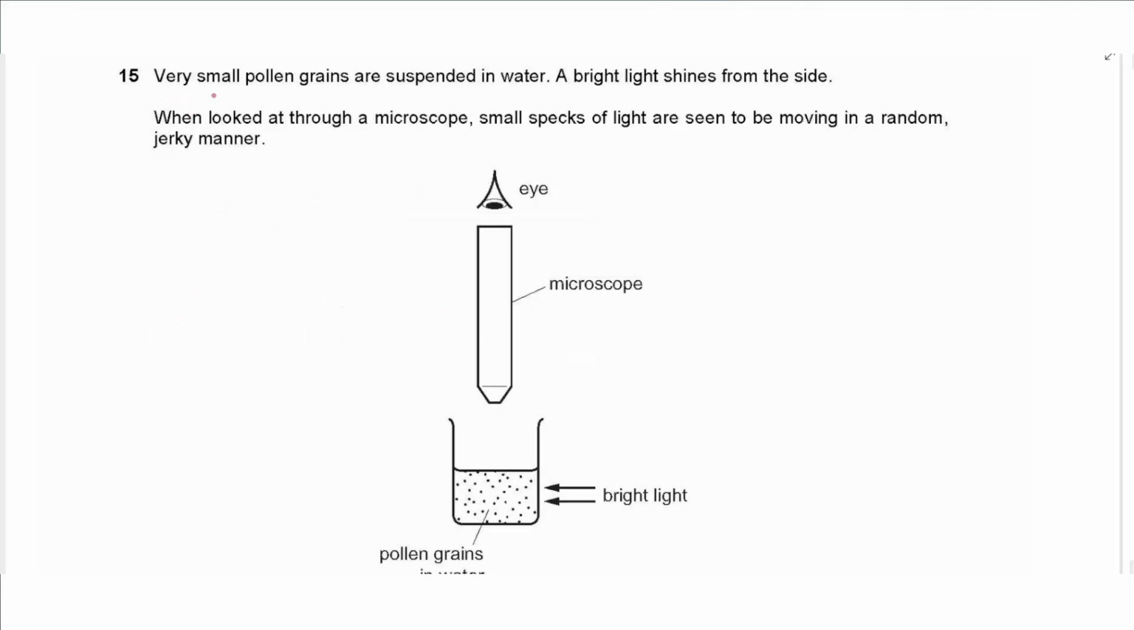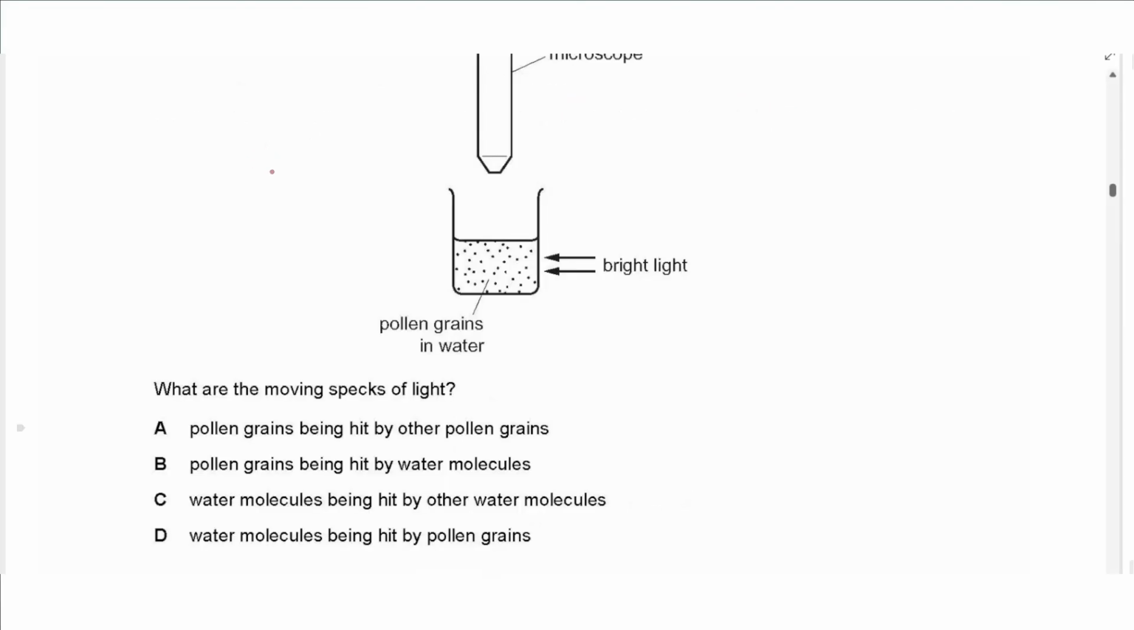Question 15 says very small pollen grains are suspended in water. A bright light shines from the side. When looked at through a microscope, small specks of light are seen to be moving in a random jerky manner. What are the moving specks of light? It's pollen grains, not water molecules. You cannot see water molecules using this microscope. Being hit by other pollen grains? No. By water molecules? Yes. So the answer is B.